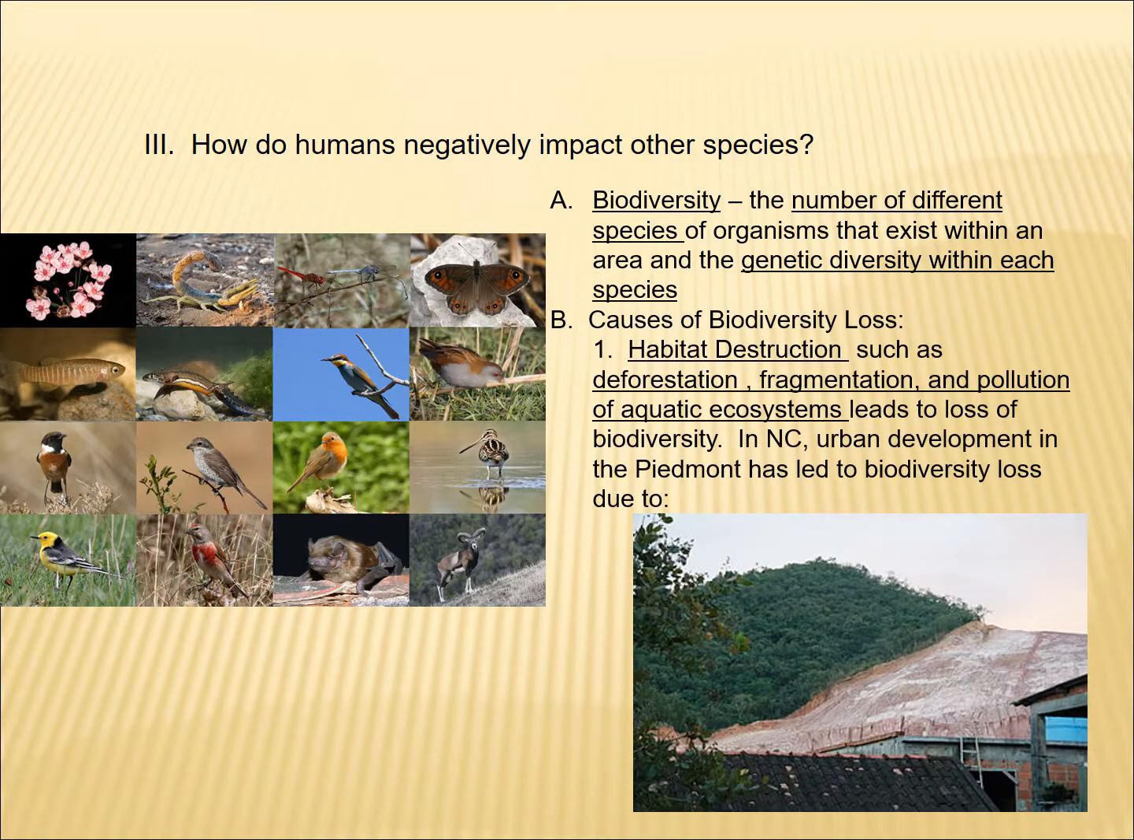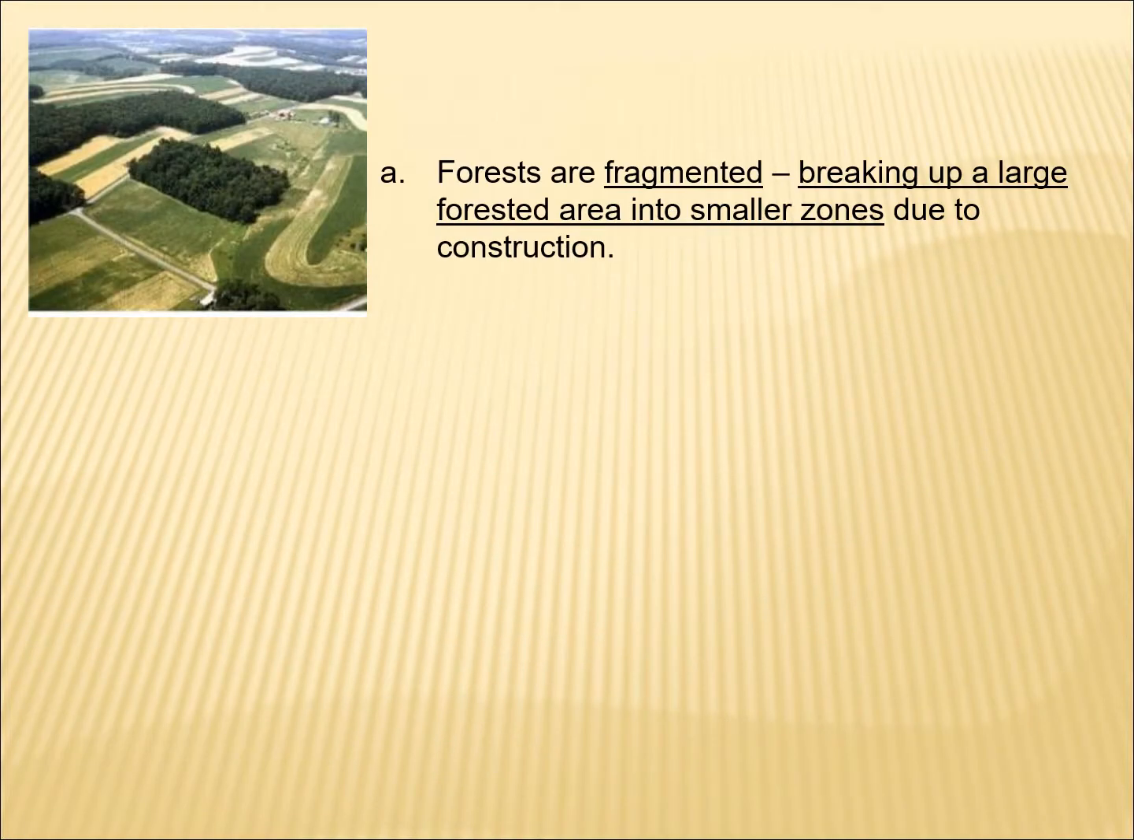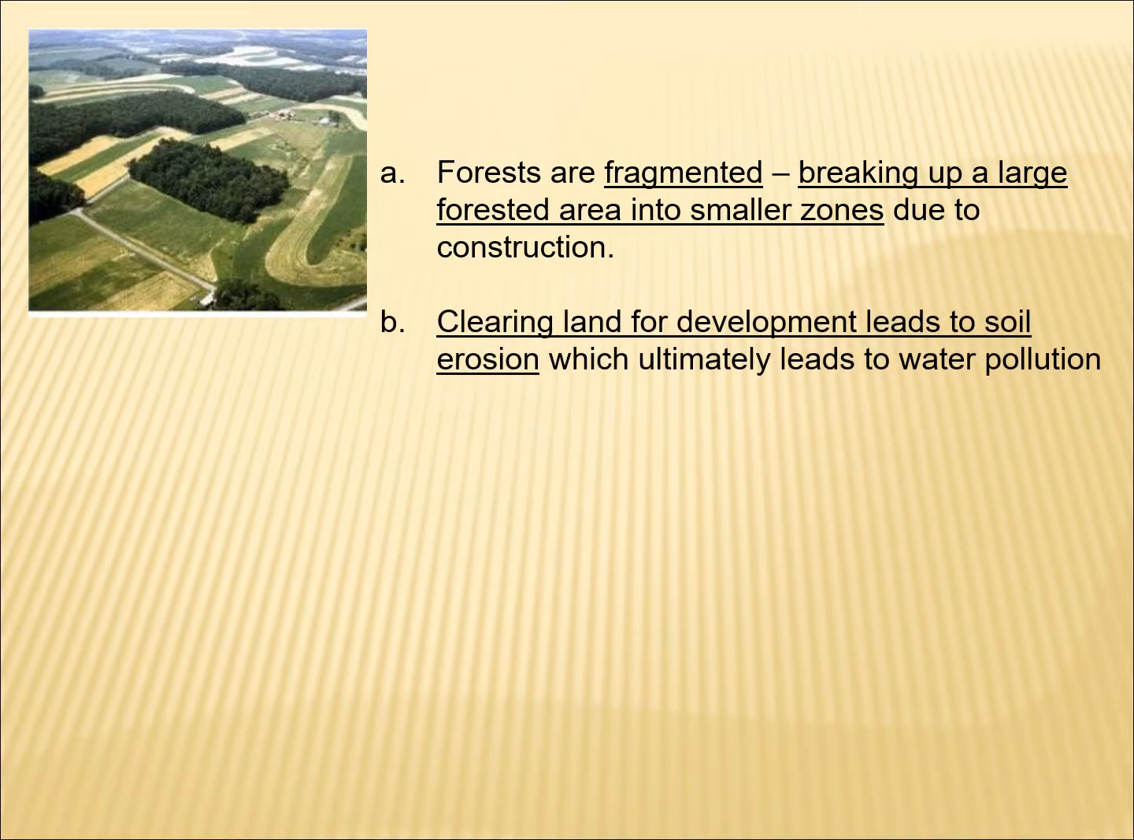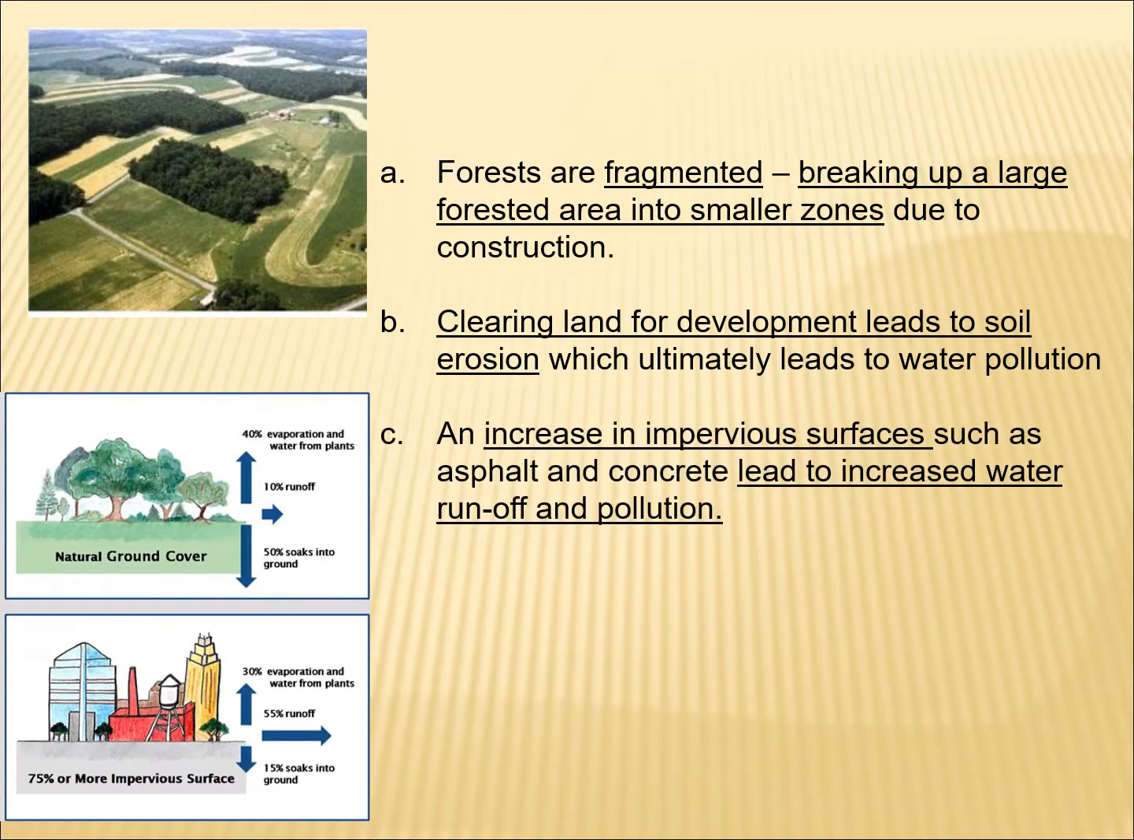So what's causing this? One is habitat destruction. We're taking over. We're causing deforestation, fragmentation, pollution, all these problems. Urban development is also causing biodiversity loss. We're taking down all the trees to build houses. Also, forests are fragmented because they're broken up into smaller zones because of construction or fields or all those different things. So fragmentation. And also clearing of land for development causes soil erosion, which ultimately leads to water pollution. And an increase in impervious structures, those are concrete structures, anything asphalt and concrete, increases water runoff and pollution.